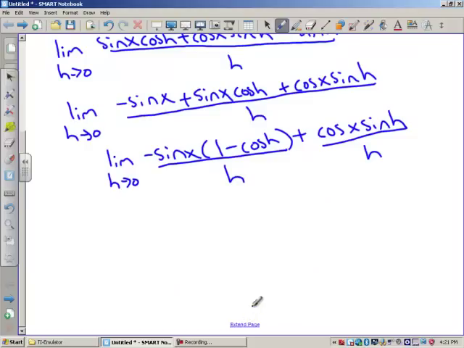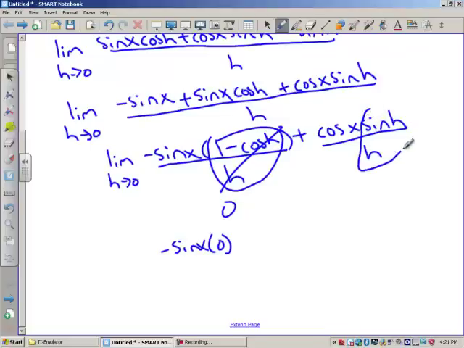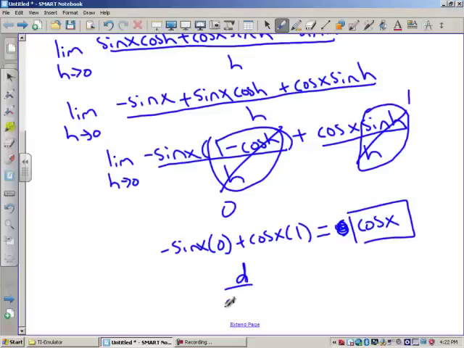Okay, you learned two special trig limits last year, and one of those trig limits is the limit as h approaches 0 of 1 minus cosine h over h. This limit right here is 0. So we have negative sine x times 0. You also should have learned that sine h over h, that limit as h drops to 0 is 1. Plus cosine x times 1, and we get that the derivative of sine is, that's supposed to be a c, the derivative of sine is cosine. So that's the first thing you need to know. The derivative of sine is cosine.